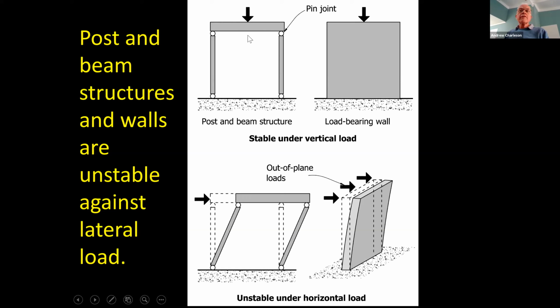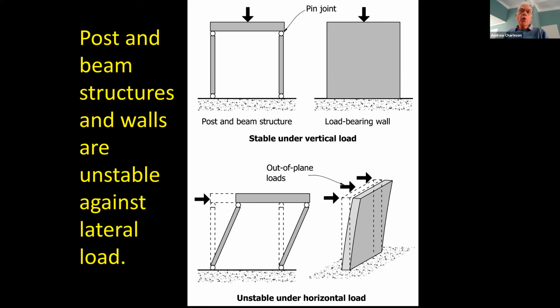Now, this structure is very stable under gravity load, under vertical load. It's very good, very suitable. However, if there is any horizontal load acting, a post and beam structure becomes a mechanism and it will just fall over. What about walls? A load-bearing wall is very good for gravity loads. I mean, it acts like a massive column. But if there are loads in this direction on a wall, it will just fall over.